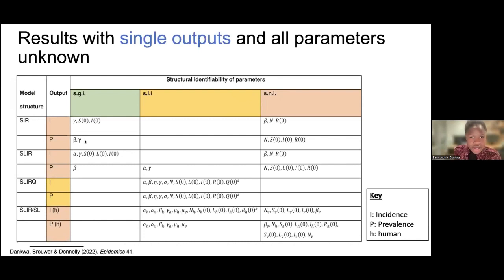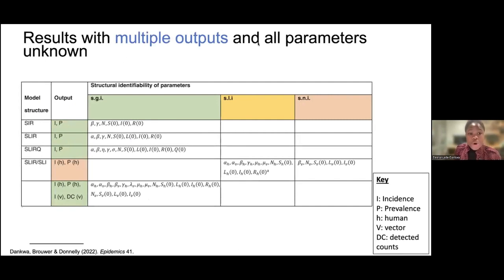That was the main point, really, of our study, that it's important to think about the kind of output you're considering and the kind of model structure, because that combination really influences the identifiability of your parameters. We can see, for example, with the vector-borne disease model, that with human data, the model is not identifiable. So there are a number of parameters that are not identifiable given human incidence or human prevalence.